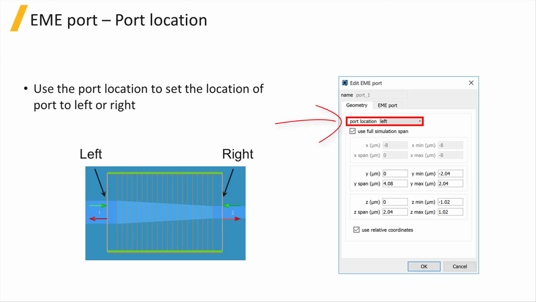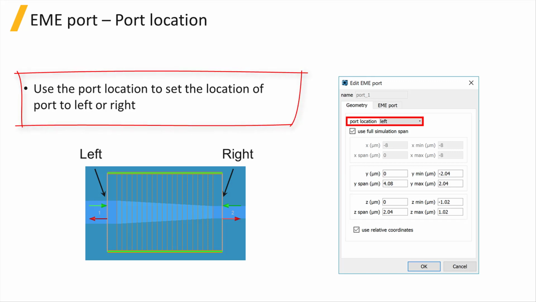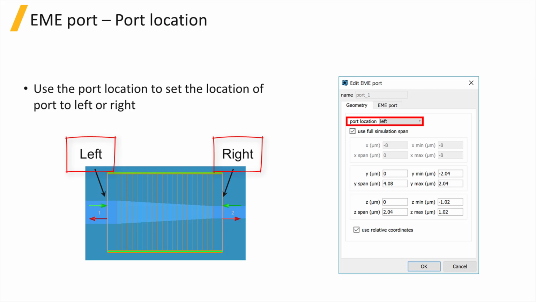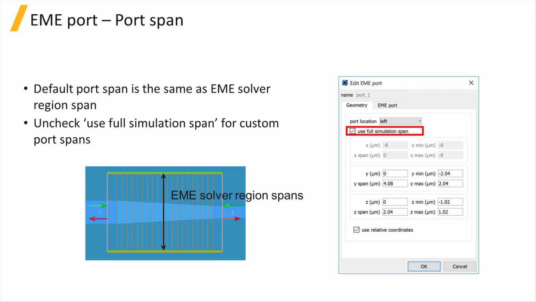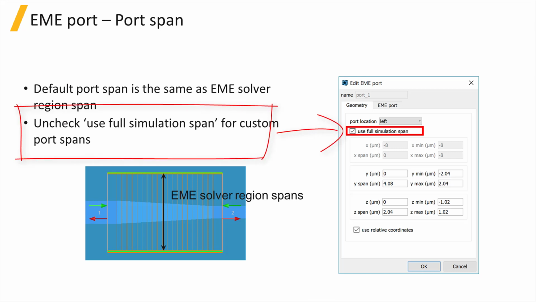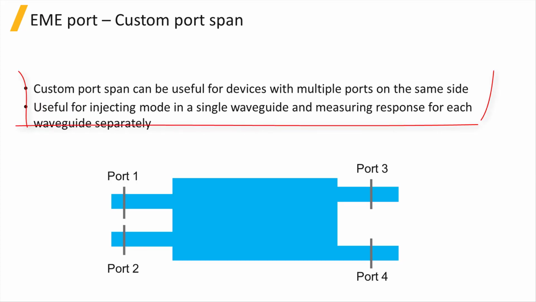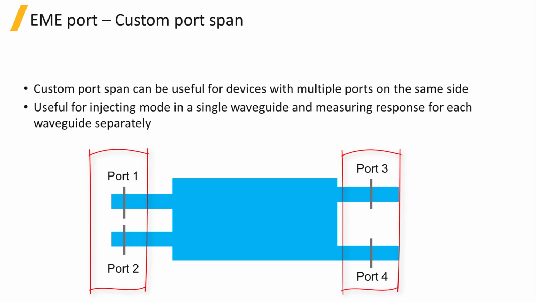Port location, which is set in the Geometry tab of the Edit EME Port window, allows you to set the position of the ports to the left or right side of the EME solver region. By default, ports will use the full simulation span inherited from the EME simulation region. If you want to define your own spans for the port, uncheck this option. This may be necessary when you have multiple ports on the same side of the simulation region, as shown in these examples.